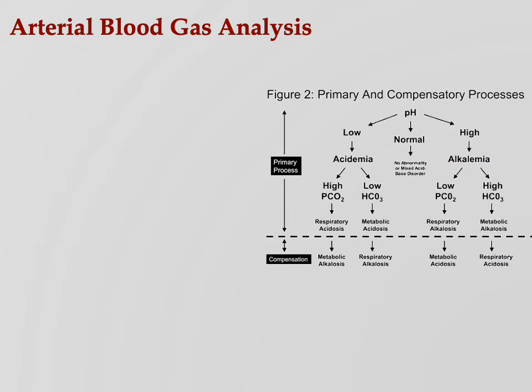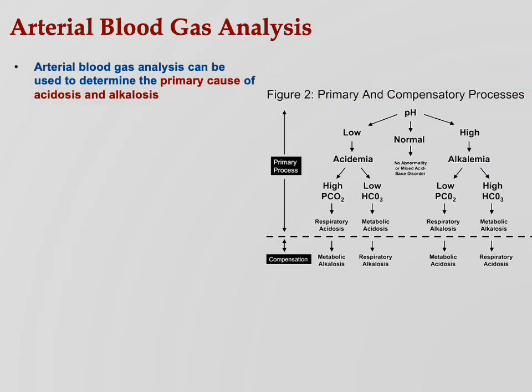But let's just talk about the basic idea here. Arterial blood gas analysis is used to determine the primary cause of acidosis and alkalosis. Remember, who in the hospital normally gets that arterial blood? Usually the respiratory therapists. Those people definitely should get paid more.